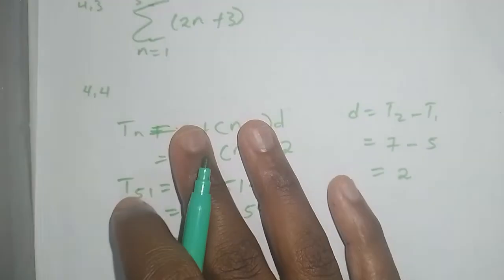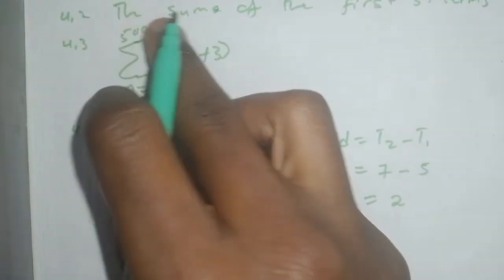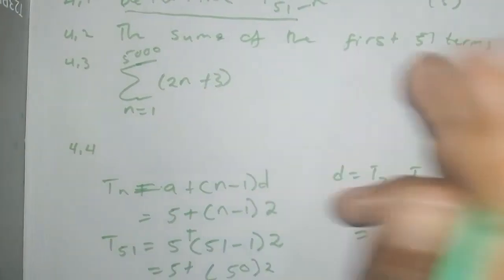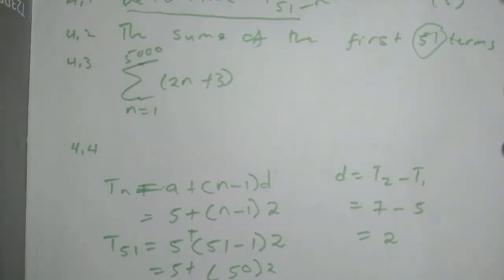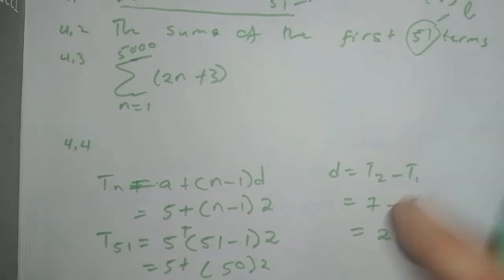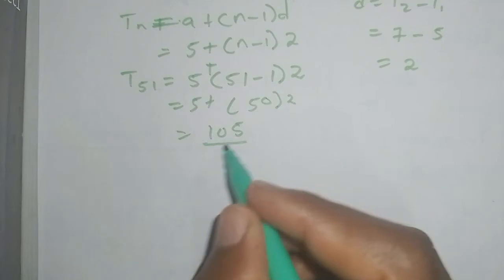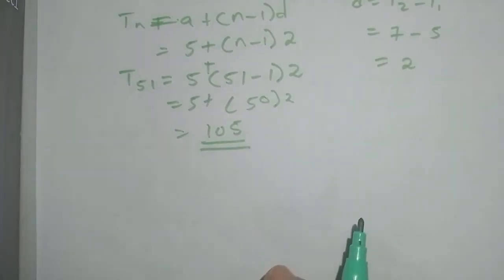Now, the sum of the first 51 terms. The 51st term is the last term, right? The number that we got for the last term, T51, is there.